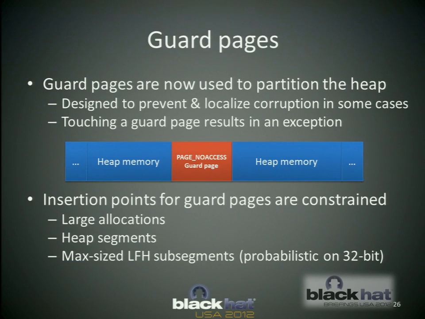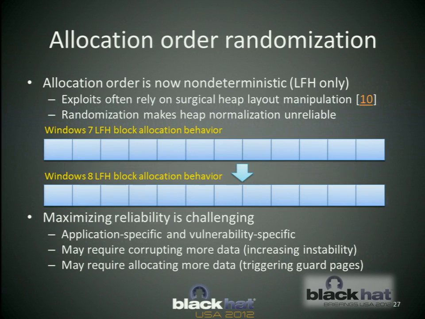And we'll also make sure that what we call maximally sized subsegments from the low fragmentation heap, these are subsegments that have the maximum number of blocks in them or they have a certain size, we will make sure that those also have a trailing guard page. And this is something that is always the case on 64-bit, but it's actually probabilistic on 32-bit as to whether or not the guard page gets inserted, again for performance reasons.